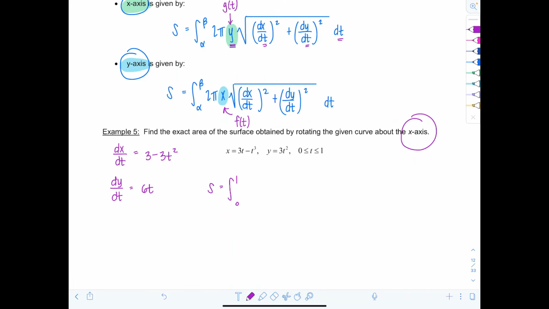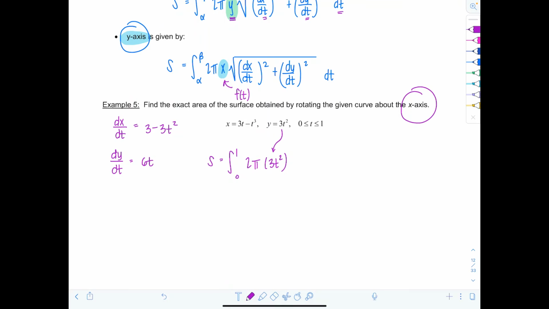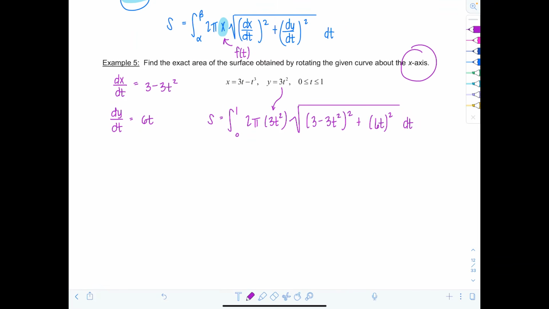Those are the limits on t. And then I have 2 pi y. What's y? 3t squared. And then the rest of it is the arc length. So then I have the square root of dx/dt squared, so (3 minus 3t squared) squared plus (6t) squared, dt. Okay, now we just have to clean this up massively. So we've got the integral from 0 to 1. I can take out a 6 pi, can't I? Let's do it. Go away, 6 pi.